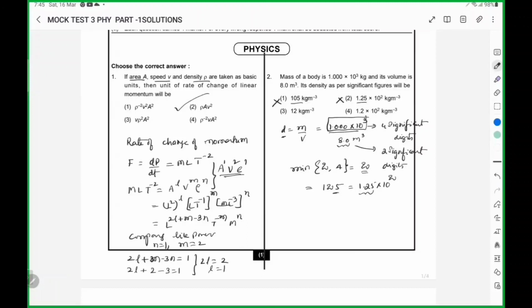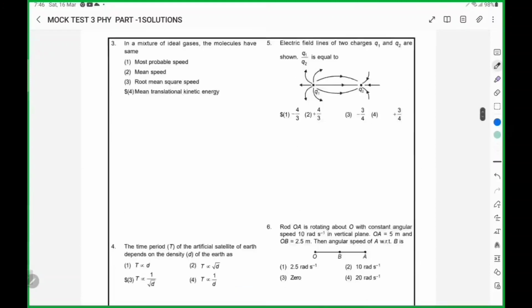So here the drop digit is exactly 5, and the preceding digit is even, so it remains the same. If it is odd, it is incremented. So this is equal to 1.2 into 10 square kg meter power minus 3. So the fourth option is correct.